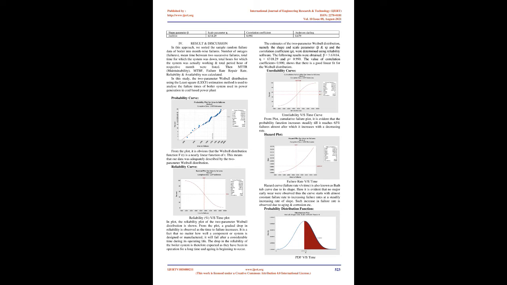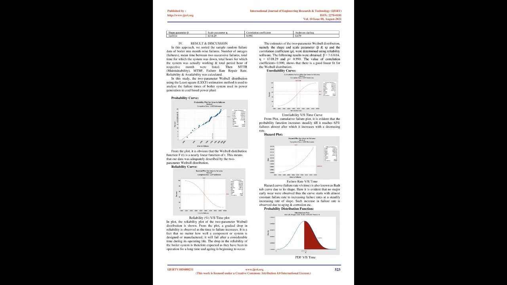The estimates of the 2-parameter Weibull distribution, namely the shape and scale parameters, and the correlation coefficient, were determined using reliability software. The following results were obtained: beta equals 3.63014, eta equals 6300, and 18.29, and rho equals 0.990. The value of the correlation coefficient, 0.990, shows that there is a good linear fit for the Weibull distribution.